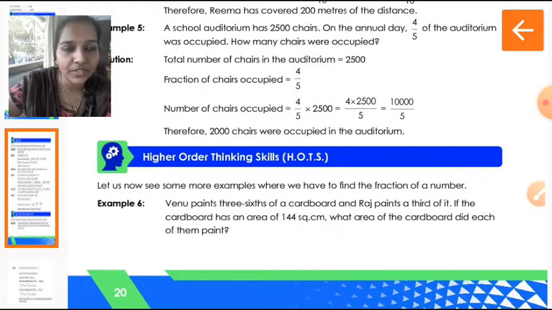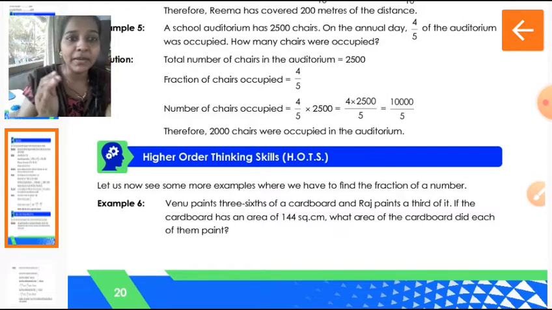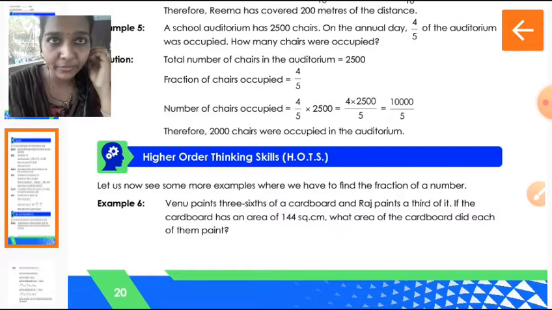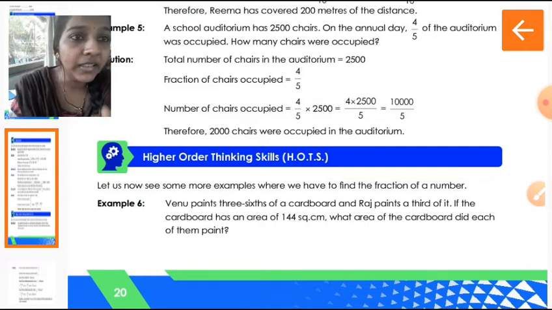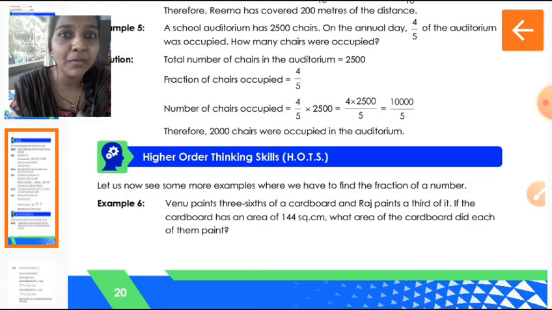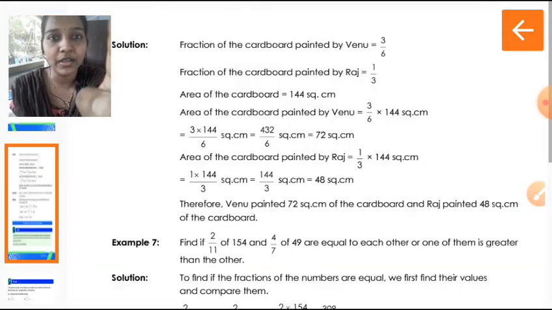So children, first you have to find out 3 by 6 of 144, and then you have to find out 1/3. A third means 1 by 3, 1/3 of 144. These two you have to find out. Okay. And then what area of the cardboard did each of them paint? That is the answer for this question. Okay children, I will show you with the steps.